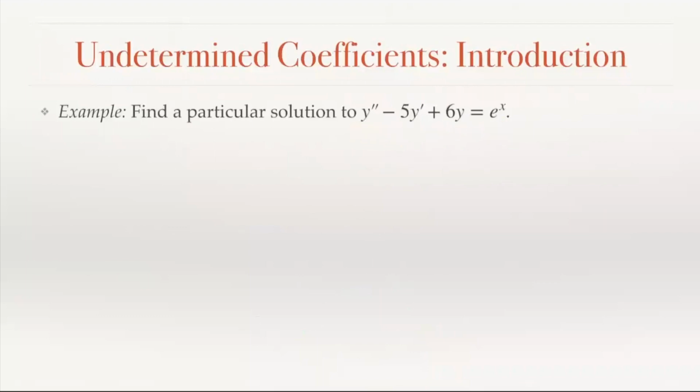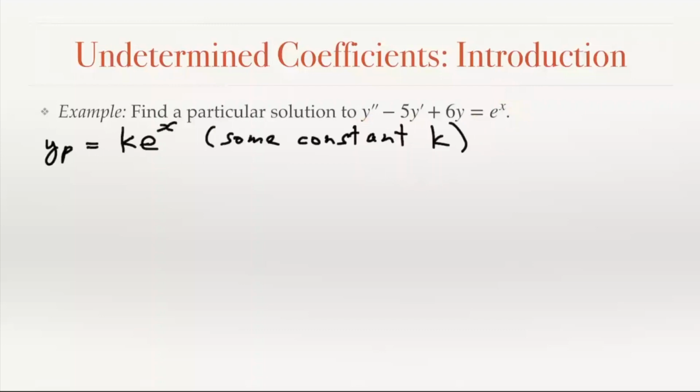Well, looking at this, if we take the derivative of some scalar multiple of e to the x, it's still a scalar multiple of e to the x. Same with the double derivative. You take the derivative of e to the x itself. So we guess maybe y sub p is k times e to the x, for some constant k.